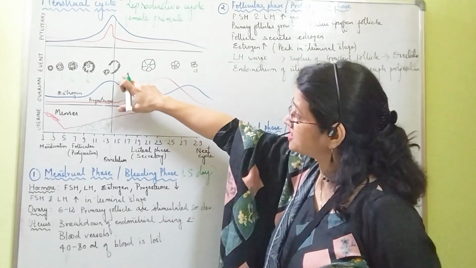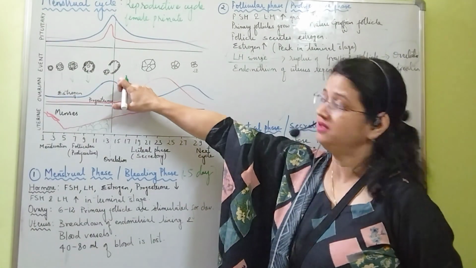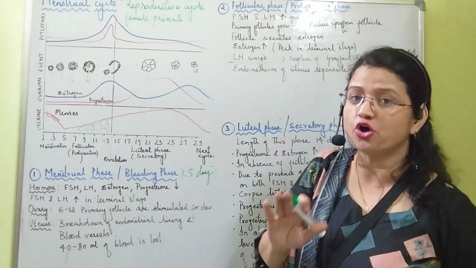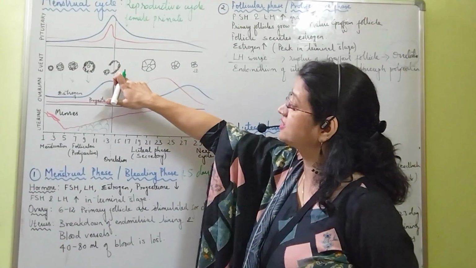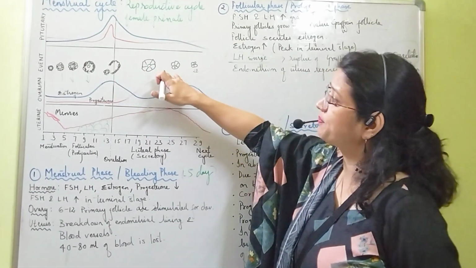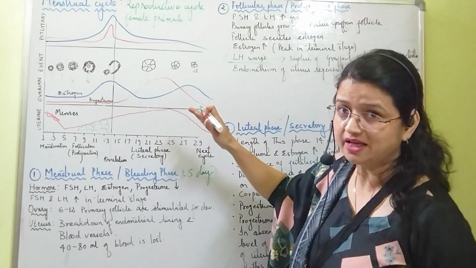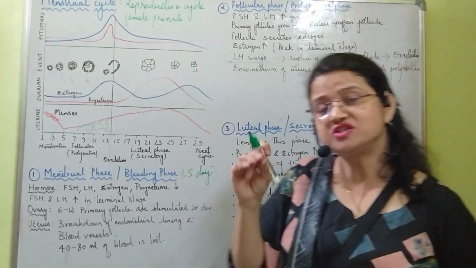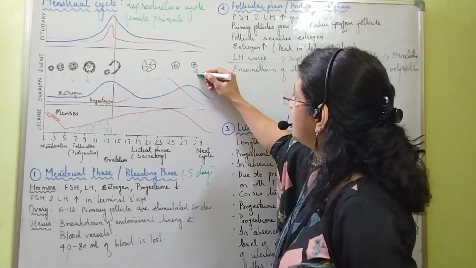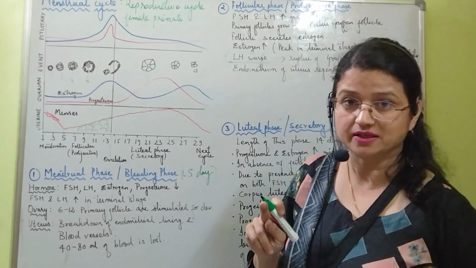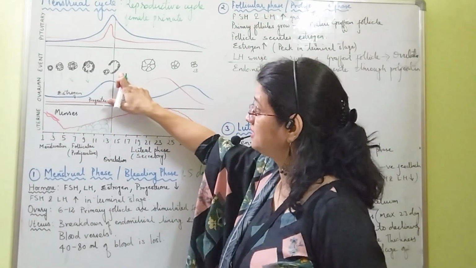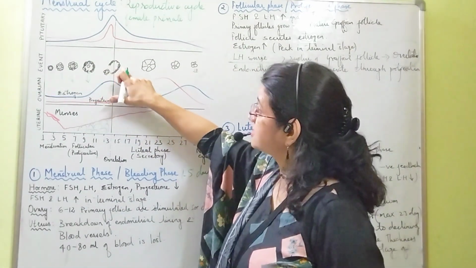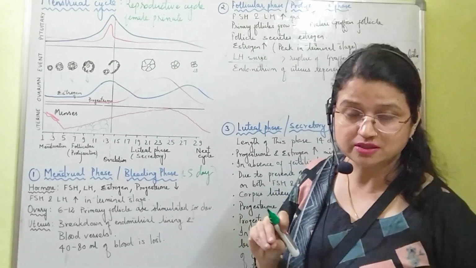If fertilization takes place, what will happen? It will be maintained for the 9th month. But if fertilization does not take place, after the 9th day of ovulation, this corpus luteum will start degenerating, and it will be converted into corpus albicans. It will degenerate, and on the 28th day, it will become corpus albicans. Just remember, the Graafian follicle will rupture on the 14th day, the secondary oocyte is released, and this Graafian follicle will be converted into the corpus luteum.